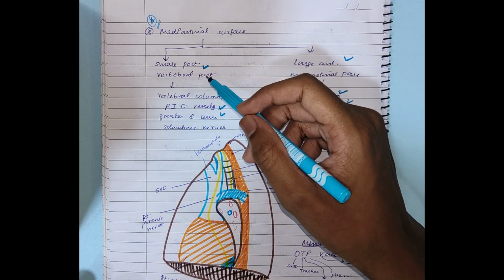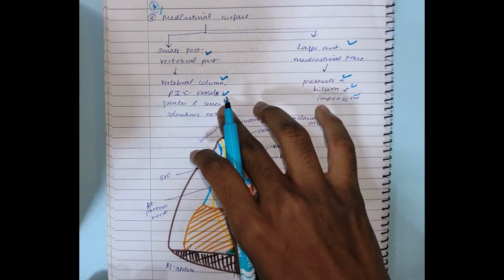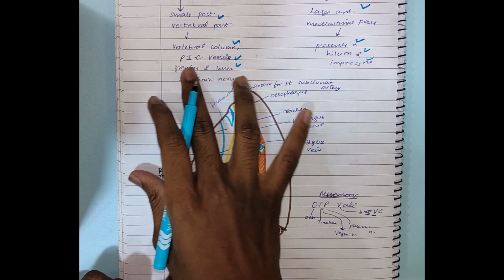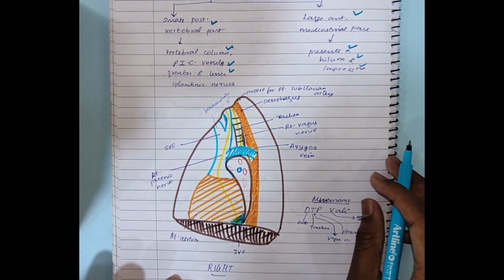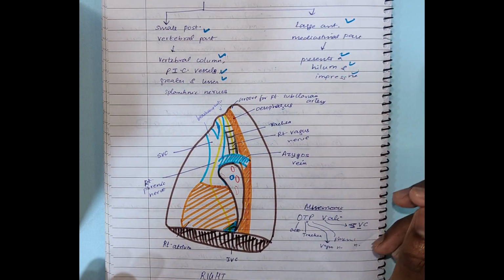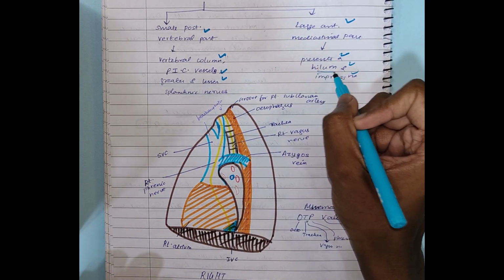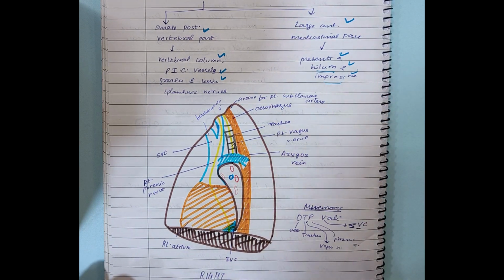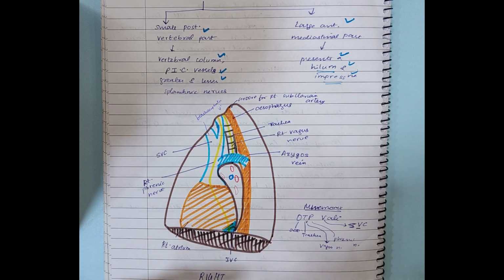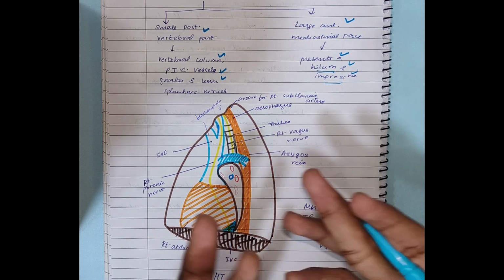Now the small posterior vertebral part consists of the following structures: the vertebral column, posterior intercostal vessels, and greater and lesser splanchnic nerves. Whereas in the large anterior mediastinal part, we have the hilum of the lung and the impressions. What is hilum? Hilum is basically a short broad pedicle which connects the medial surface of the lung to the mediastinum. It is the place where all the contents enter and exit the lung.